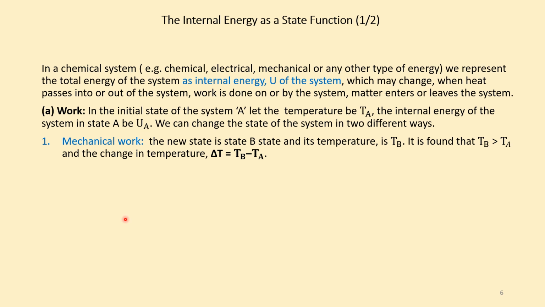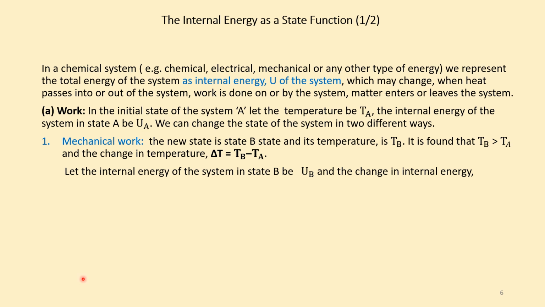So when we do the mechanical work, a new state B is reached and the new temperature will be TB. When we do the mechanical work, the temperature increases, that is, TB is greater than TA. TA is the old, previous state, and TB is the new state. The change in temperature is represented by delta T, which is equal to the new temperature minus the old temperature. That is, delta T is equal to TB minus TA.